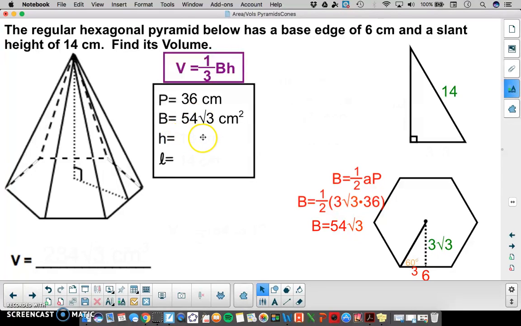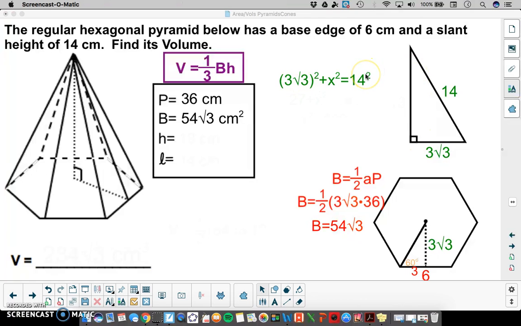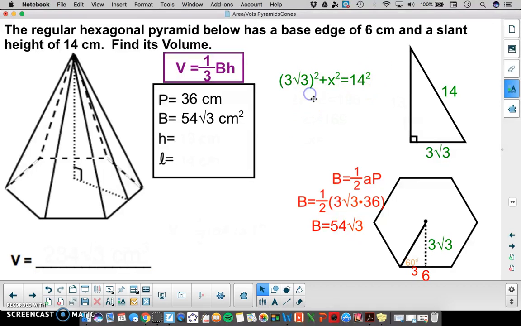To find the height, I need to use my height triangle. I know from my base shape here that the horizontal base of this right triangle is 3 root 3. I need to solve for the height. Plug 3 root 3 and 14 into the Pythagorean theorem and solve for that other leg. So 3 root 3 squared plus x squared equals 14 squared. Solving the Pythagorean theorem, I get that my height is 13. And I already knew the slant height was 14 from what we were given.